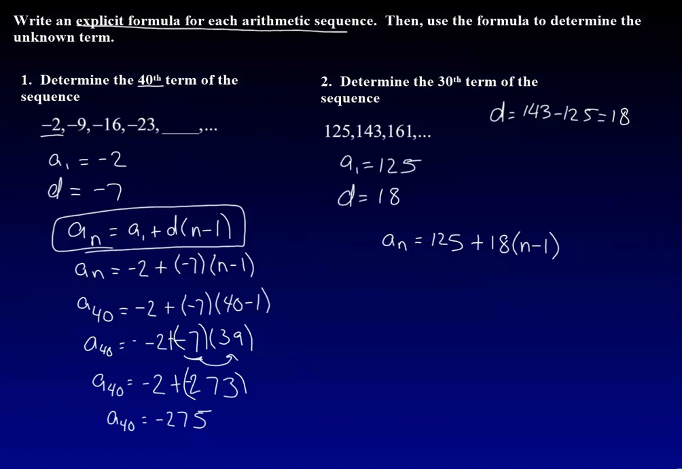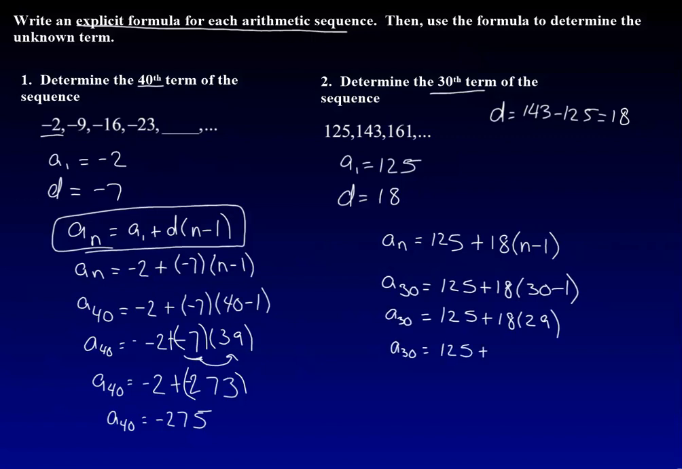Okay, so now I'm going to look for the 30th term. So that means that n is 30. So I have 125 plus 18 times 30 minus 1. Okay, and so then I went ahead and multiplied 18 times 29 and got 522, added that to the 125 and got 647. And that's what you should have got.